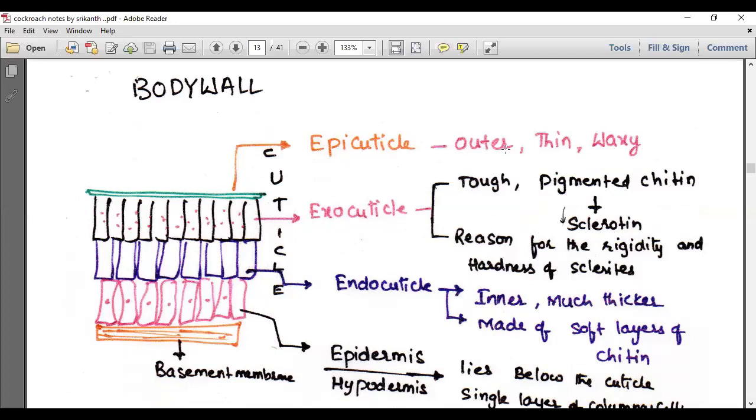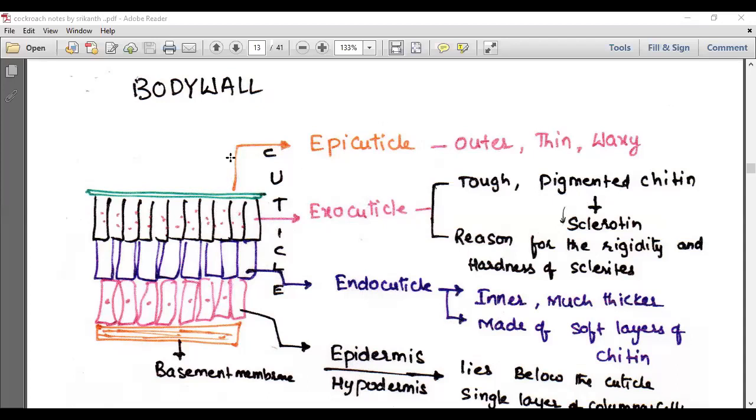The outer thin waxy cuticular layer is called epicuticle. Then the middle, the tough pigmented chitin, is modified into sclerotin. The condensation and polymerization of the chitin leads to the formation of sclerotin. And the endocuticle, the inner, much thicker layer, is made of soft layers of chitin.